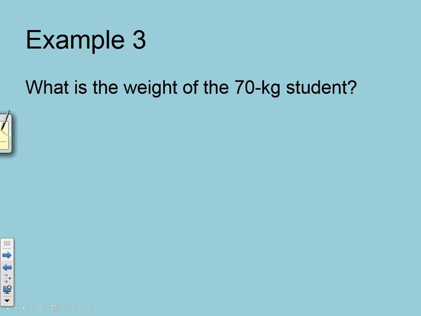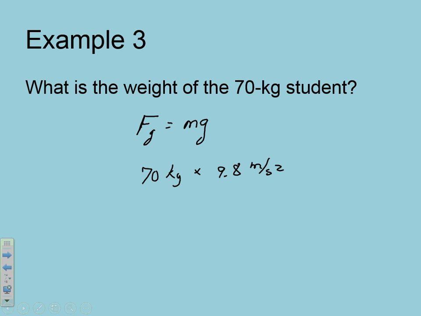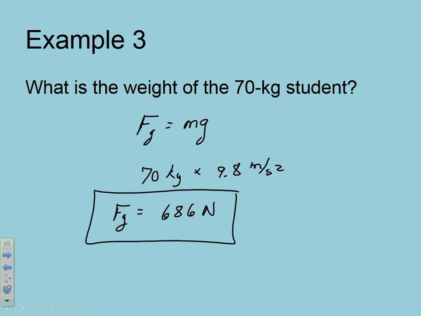Our next example. This goes back to how we find the weight of a student, and you'll see the point as we finish up. So remember that weight is just m times g. So Fg for weight is m times g. So 70 kilogram student times 9.8 meters per second squared, and the weight of this student is 686 newtons. I'm going to leave it with 3 sig figs.